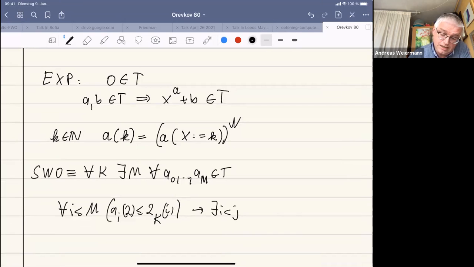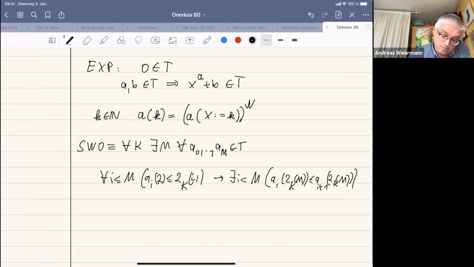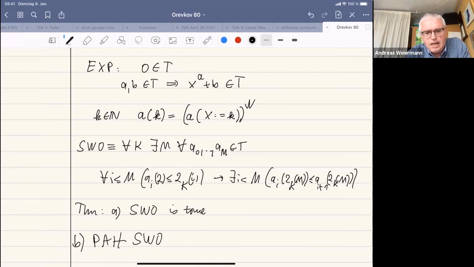There exists an i less than m such that ai, where I replace variable x by 2km, is less than or equal to ai plus 1, where I replace x by 2km, and I do the evaluation. Again, this principle, SWO, is true, and PA does not prove this principle. And there's no end with these principles, namely one can strengthen all of this.